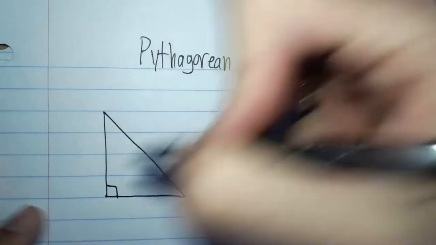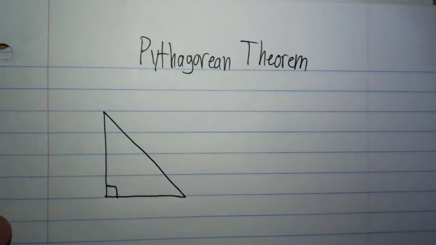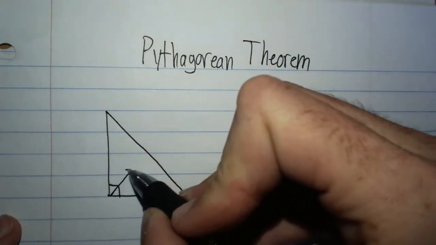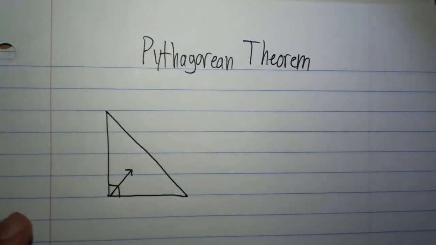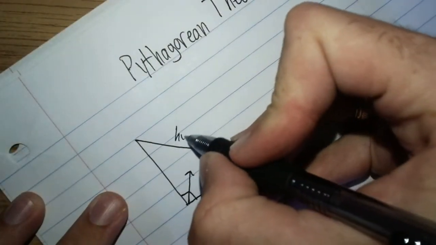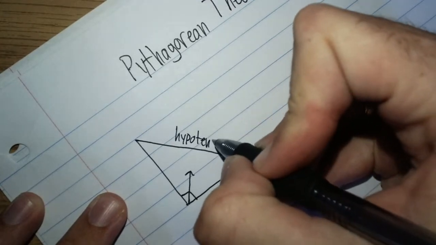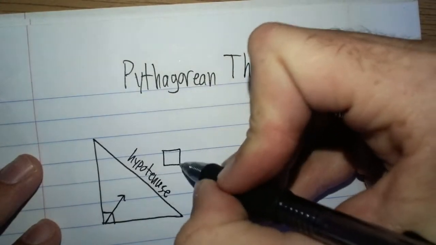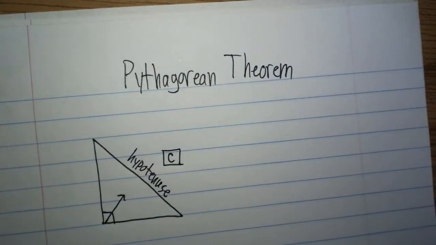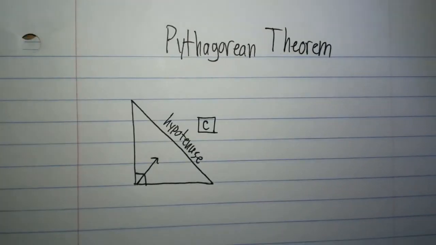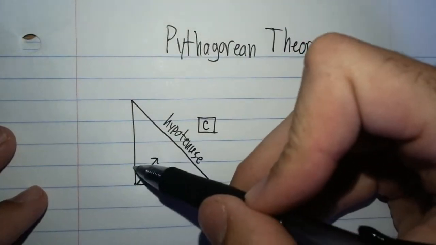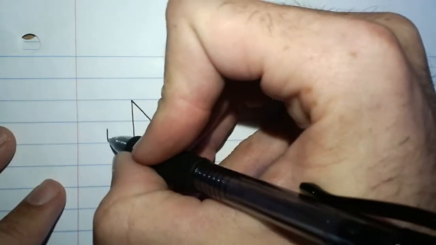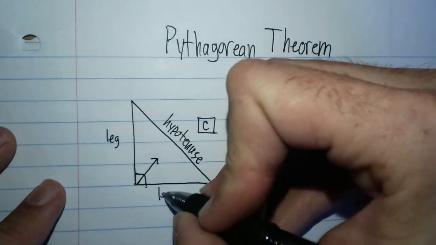A right triangle is signified by that little box in the corner telling you that that is a right angle. Opposite from that right angle, not touching that right angle, is called the hypotenuse. The hypotenuse is letter C in your Pythagorean theorem equation. Then these two sides that connect to make your right angle are known as legs. You have a leg and a leg.